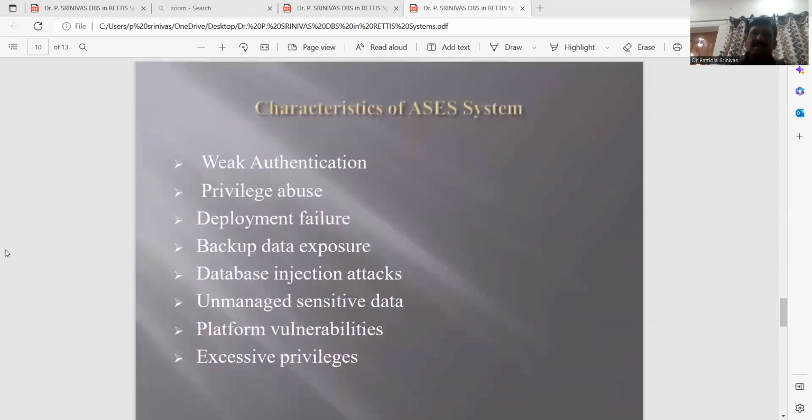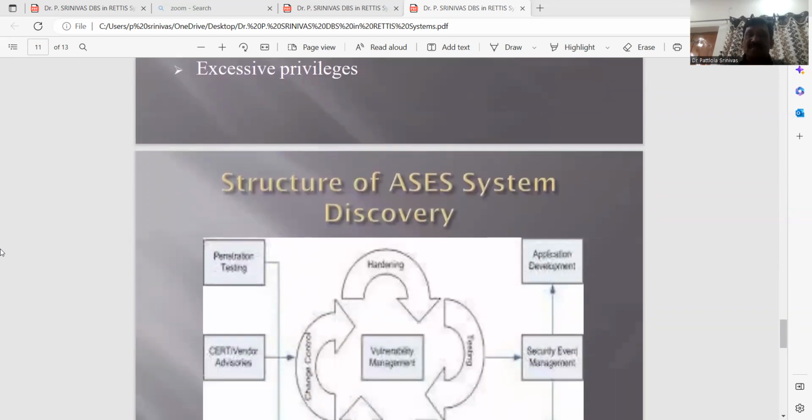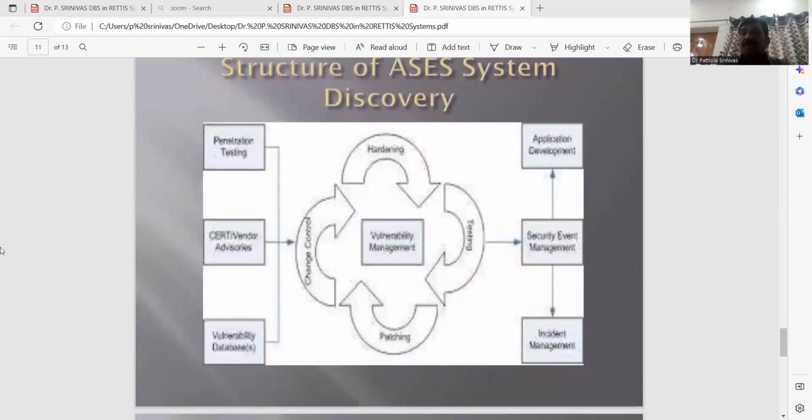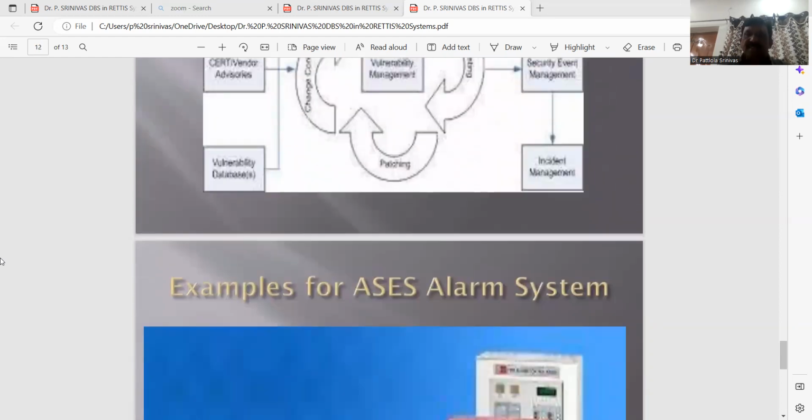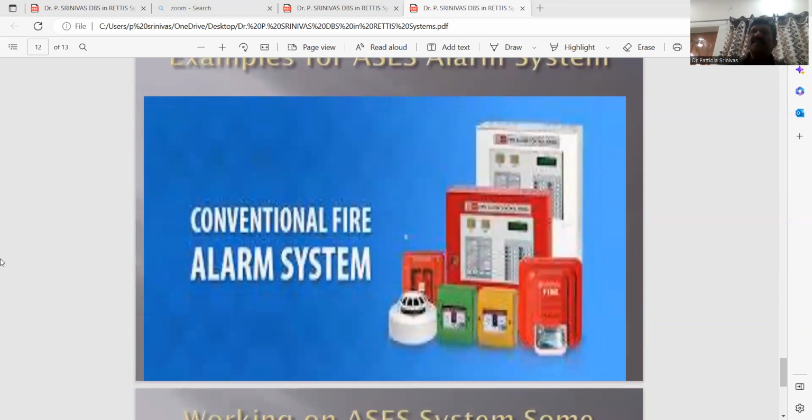So here are some characteristics of the ACS system: weak authentication, privilege abuse, deployment failure, backup data exposure, database injection attacks, unmanaged sensitive data, platform vulnerability, and extensive access. So here I'm taking one more, how the ACS system works, the structure of the ACS system. Here vulnerabilities management is the main important thing. There are 4 parts available: hardwiring, tuning and change, the controlling system, and matching the system side.